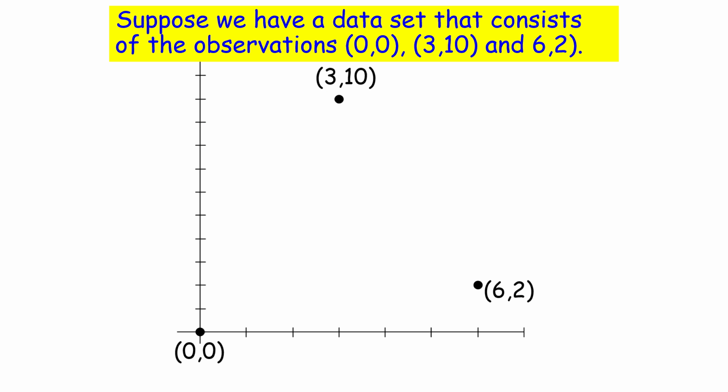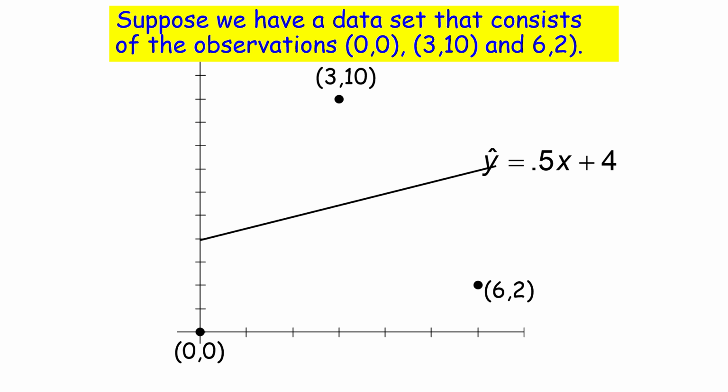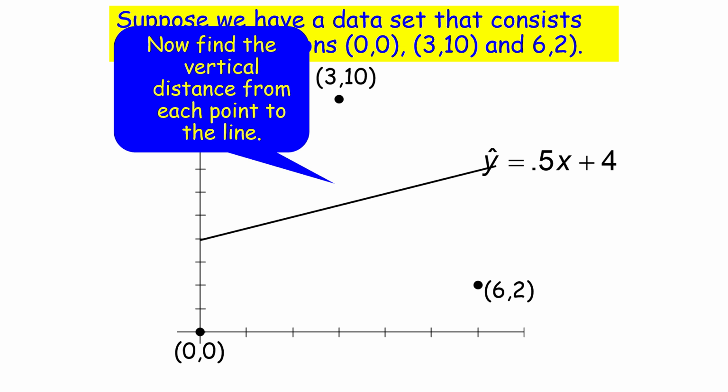Now, suppose we have a data set that consists of the observation points (0, 0), (3, 10), and (6, 2). Let's just fit a line to the data by drawing a line through what appears to be the middle of the points. So here we have that y hat equals 0.5x plus 4. Now, we're going to find the vertical distance from each point to the line.